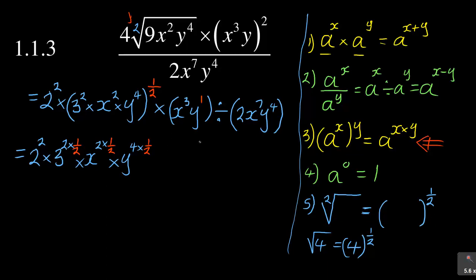Again, when you've done that, I think I forgot a squared here because I must also distribute it. So to open the bracket, it will be x to the power of 3 times 2 times y to the power of 1 times 2, and then it's divided by, I'll still maintain my division sign like that, divided by 2x to the power of 7 and y to the power of 4. This must be protected by the bracket like that.